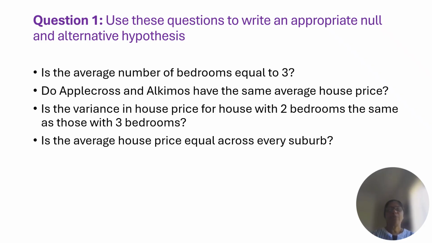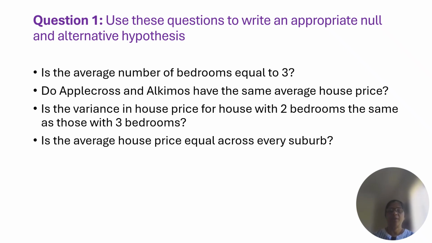Question number 1. In this question, you are required to identify null and alternative hypotheses. So there's no calculation required at this stage. A good rule to remember is that we always start with the alternative hypothesis because we are trying to find evidence against the null hypothesis.